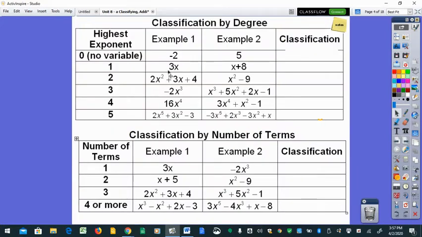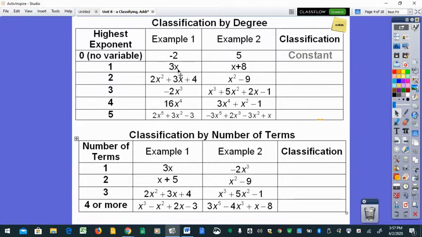So if your highest exponent, look at these two, they both don't have a variable, which means it would be an x to the 0, no variable. Those are called constants. No surprise there.